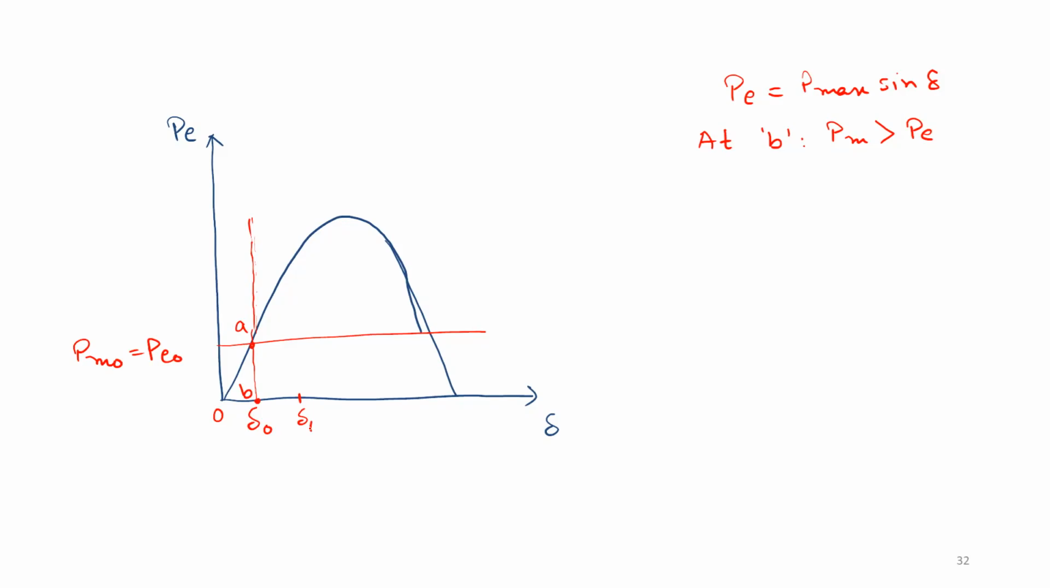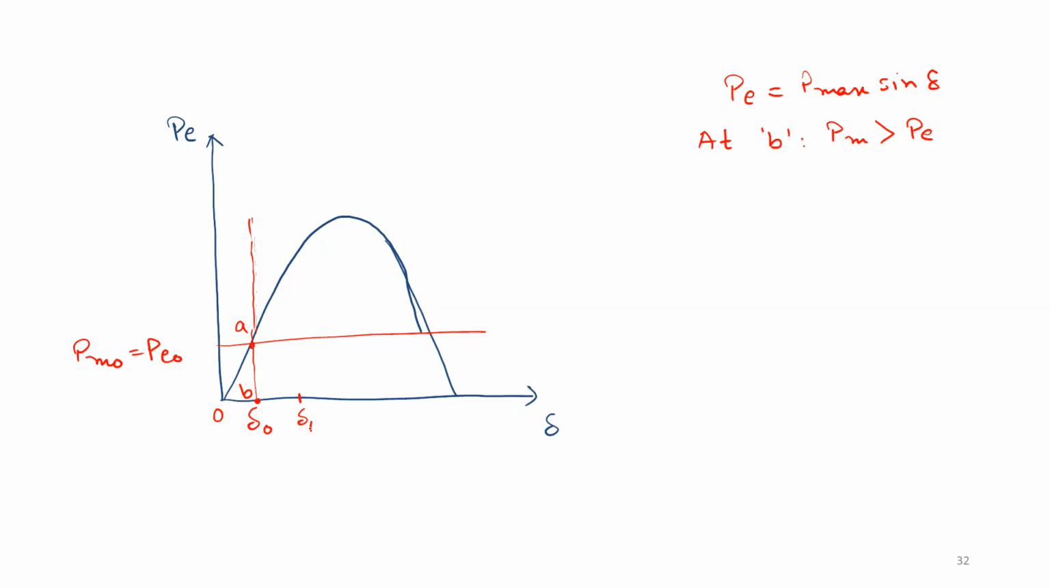At point B, we see that PM is greater than PE. The fault is still there, so my system will accelerate. If it accelerates, we know that delta will shift towards the right. By the time the fault is cleared, my delta has moved from delta 0 to delta 1. At delta 1 instant, my fault is cleared. Have you understood up to this?